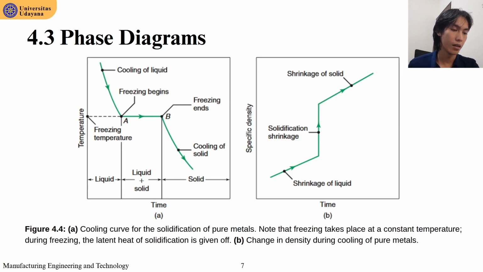Okay, this is phase diagram cooling curve. The cooling curve illustrates freezing at constant temperature for pure metal and density change on solidification. You can see on Figure 4.4.